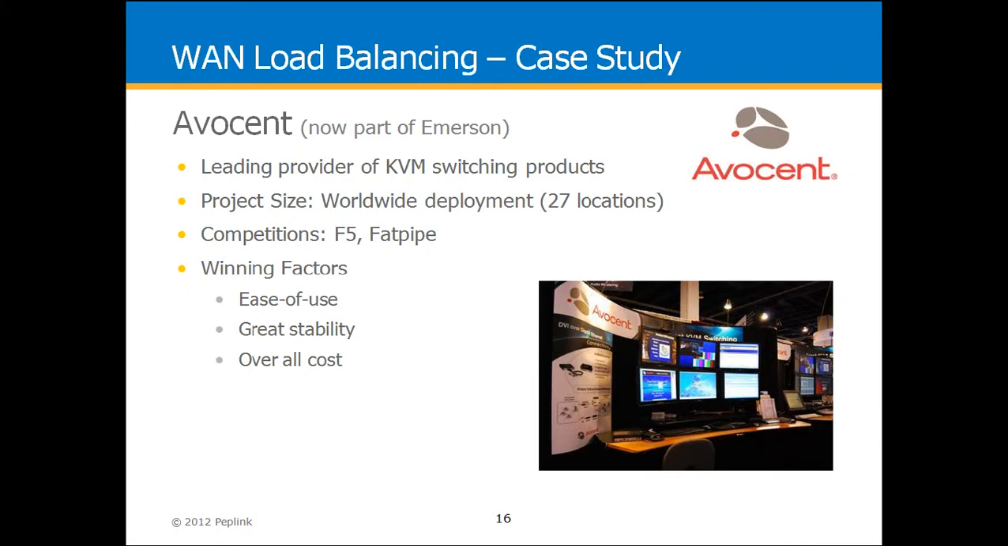Avocent, now part of Emerson, leading provider of KVM switching products. This is a worldwide deployment, 27 different locations. They looked at F5 and FatPipe as well. Winning factors for us: ease of use, great stability, and the overall cost of the project.